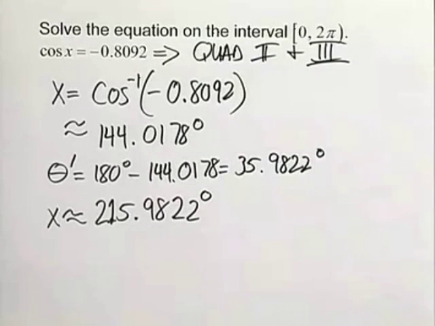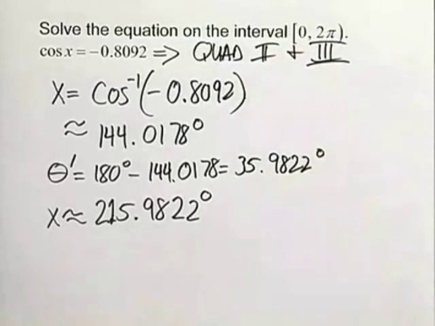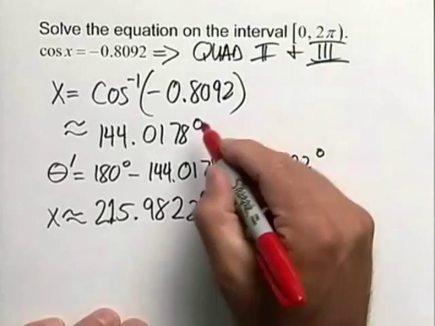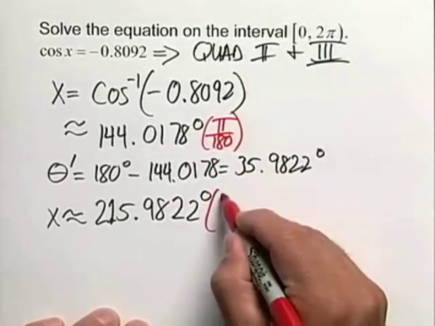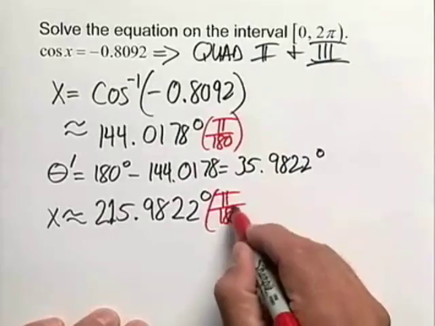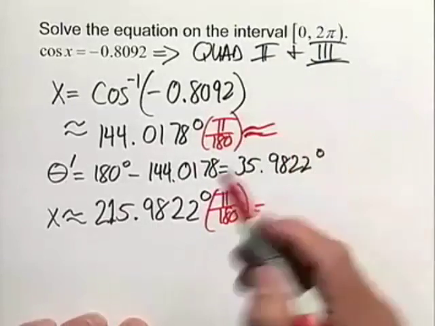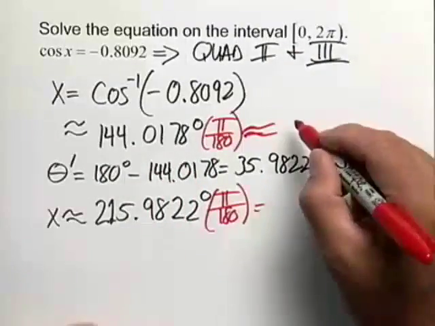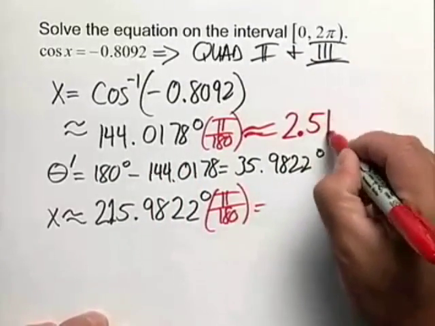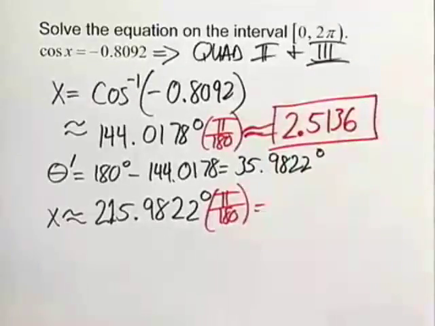However, the directions told us specifically that our solution had to be between 0 and 2 pi radians, so we need to multiply each of these by pi over 180 so that we can answer this correctly the way the author wants it. So in doing so, we come up with some approximate radian values. For 144.0178, 4 decimal places, we get 2.5136, no label here because this is radians, and that satisfies our interval up here.